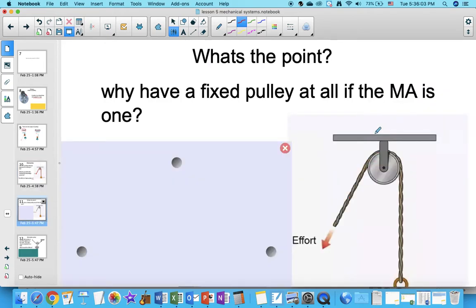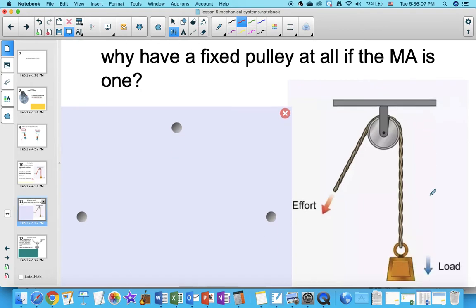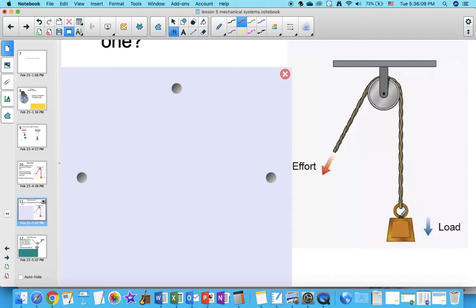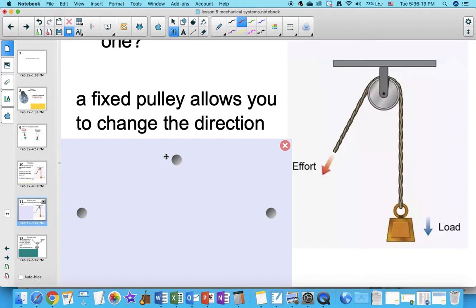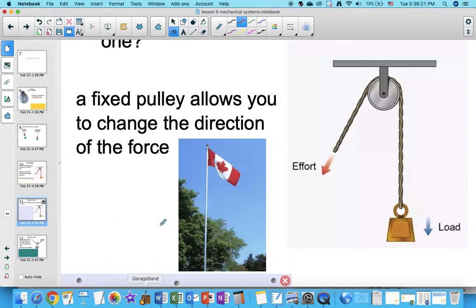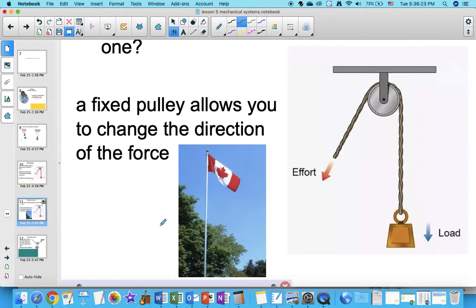Why would you have a fixed pulley? Why even have one? If the mechanical advantage is 1, it's just as hard to pull this rope and lift the load as it is to just lift the load. Well, the reason why a fixed pulley is used is because it allows you to change the direction of the force, right? So an example of a fixed pulley you see every day is a flagpole, right?